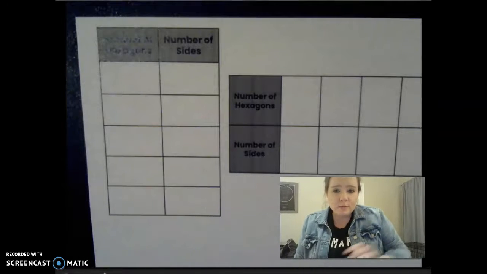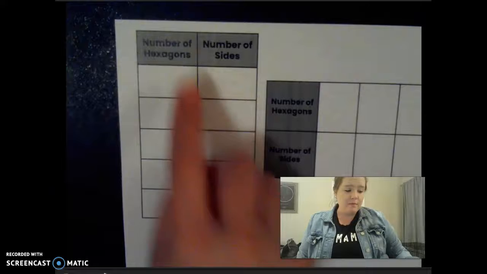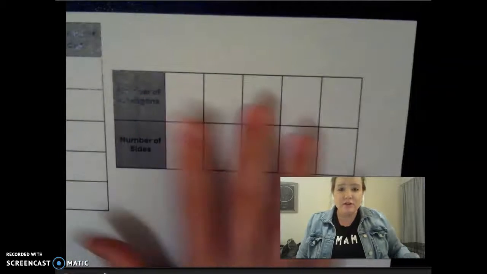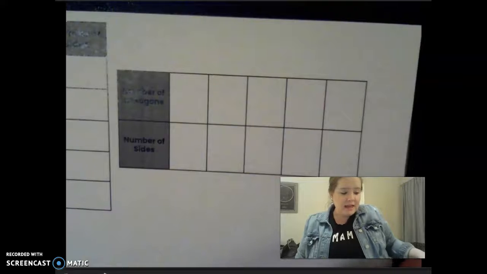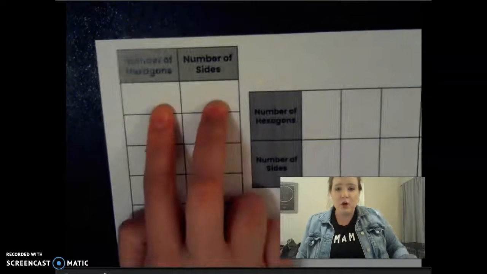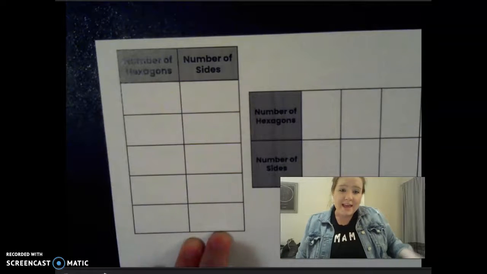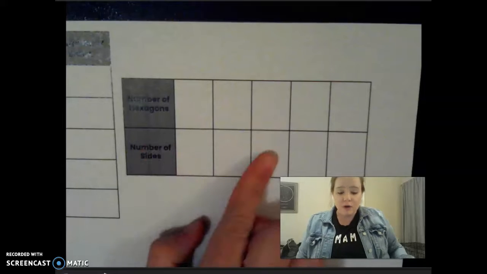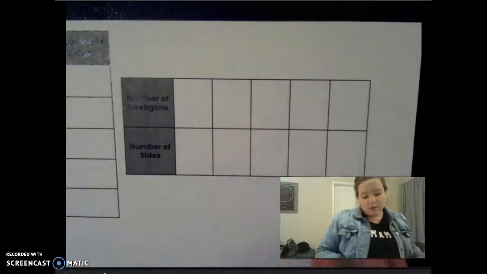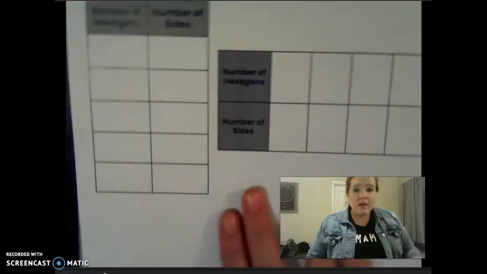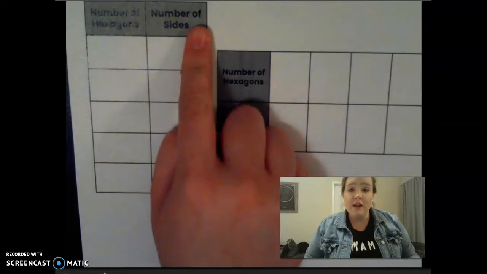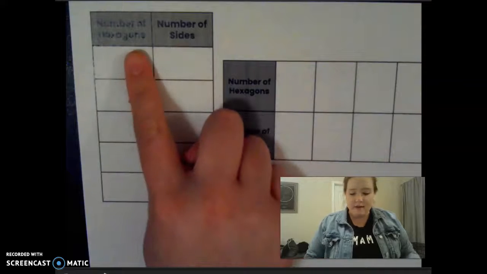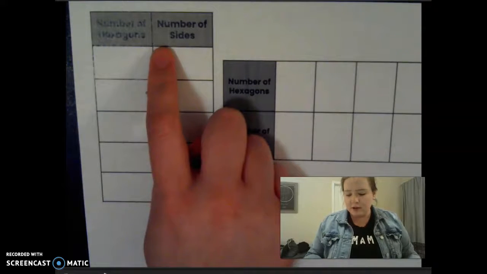So, here I have a number of hexagons and a number of sides. And then I have the same thing, just in a different direction, okay? So this table goes up and down, it is vertical. And this table is the same thing, just side to side, or horizontal, okay? So I want us to look at this. The number of hexagons is going to determine the number of sides, and the number of sides is based on the number of hexagons, all right?